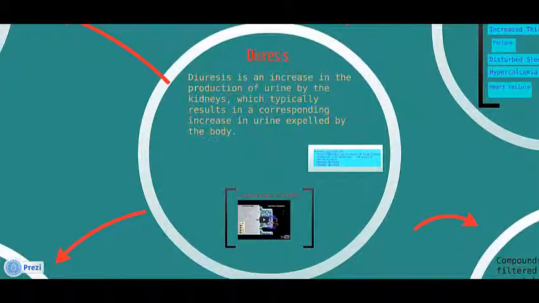Diuresis. Diuresis is an increase in the production of urine by the kidneys, which typically results in a corresponding increase in urine expelled by the body.